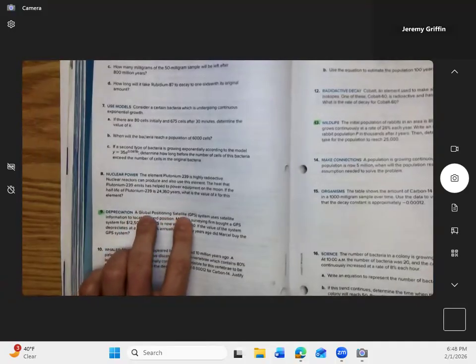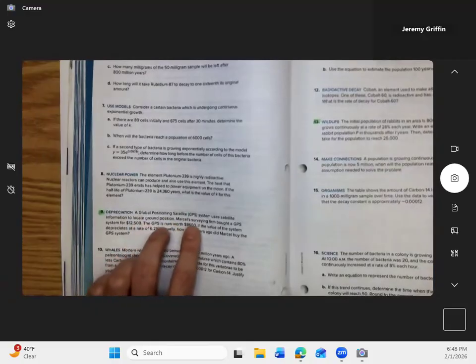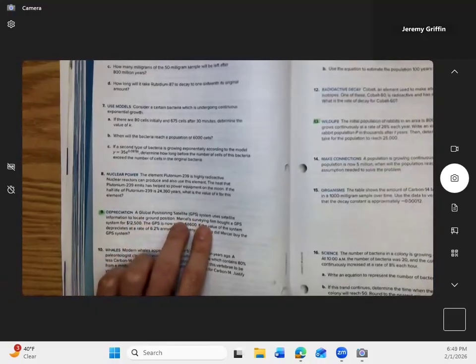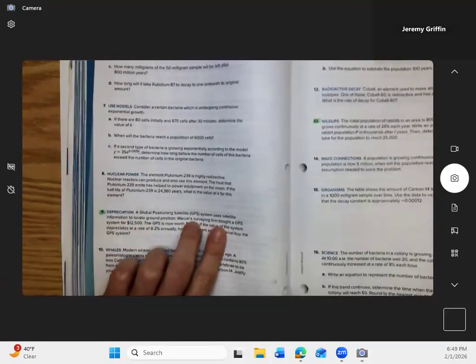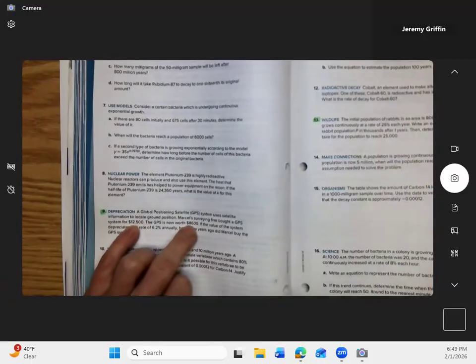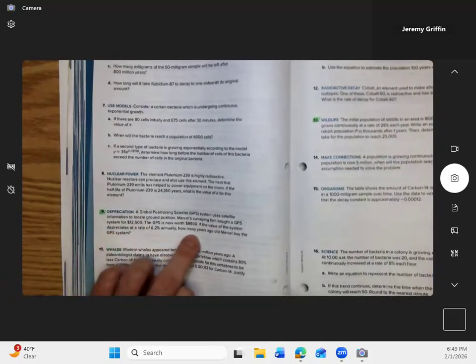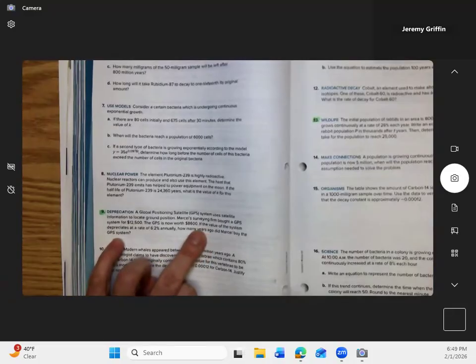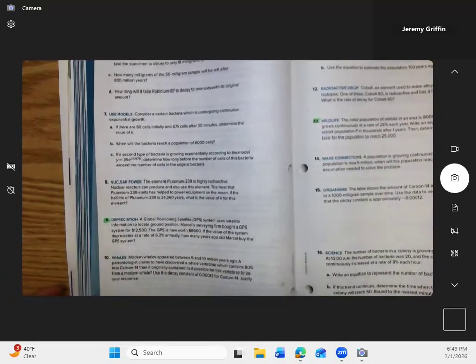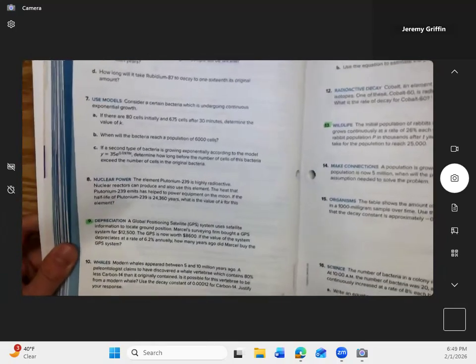Number nine, depreciation. A global positioning satellite GPS system uses satellite information to locate ground position. Marshall's surveying firm bought a GPS system for $12,500. Now it's only worth $8,600. The value of the system depreciates at 6.2% annually. How many years ago did he buy the GPS system?